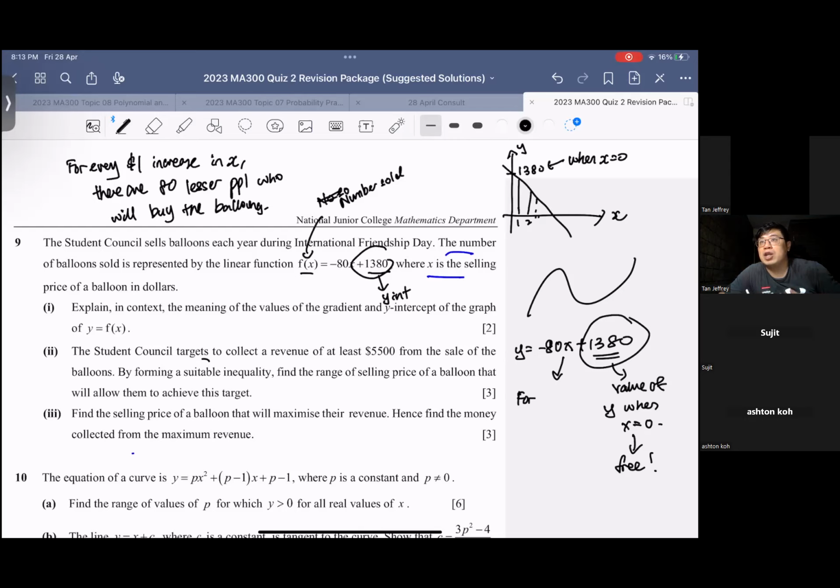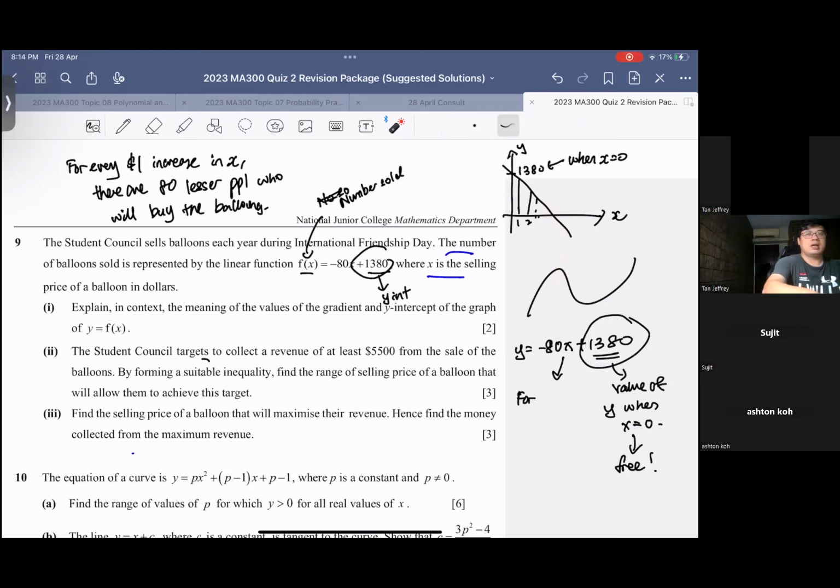So for every 1 unit that I increase the X value by, I'm going to lose 80 customers. I'm going to lose 80 people who will not buy the balloon, until I'm somewhere here. Basically, nobody will buy the balloon already. So Y stands for the number of people who will buy the balloon, or the number of balloons that I will sell. Does that sound okay with you? Yes. Okay, so that is part one.